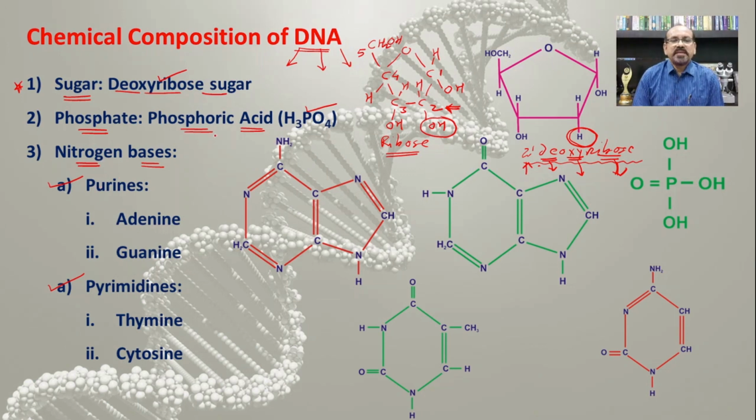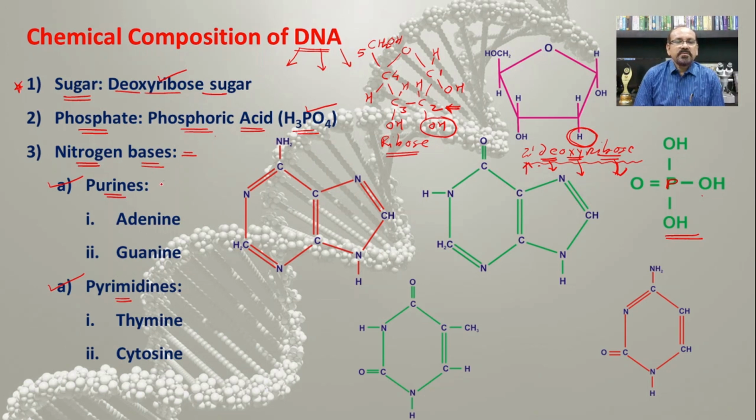Then phosphate is present in the form of phosphoric acid H3PO4, which is the molecular formula, and this is the structure of the phosphoric acid, where the phosphate is present in the center and 3 OH groups are attached with it, while the oxygen is attached to the phosphate with a double bond. Then the nitrogen bases which are present in the DNA are known as the purines and pyrimidines.